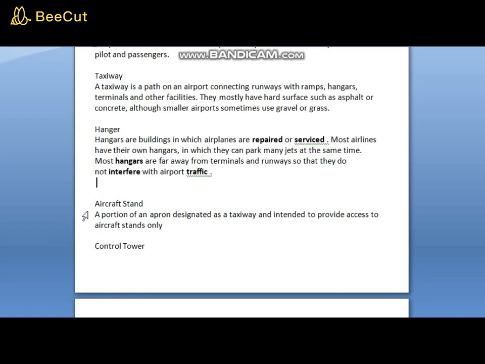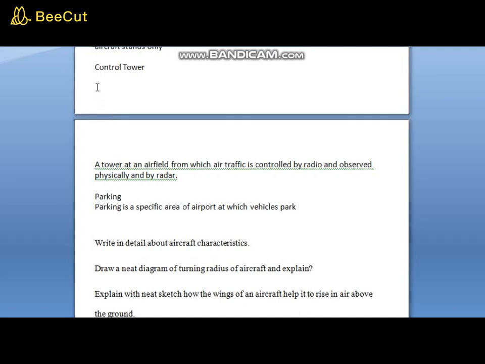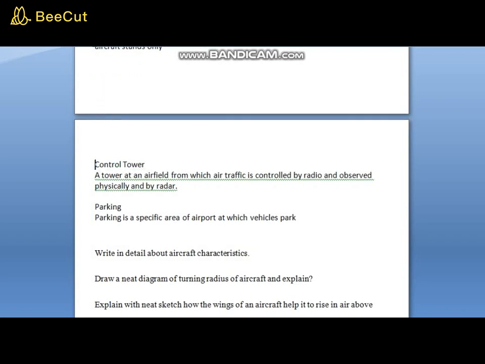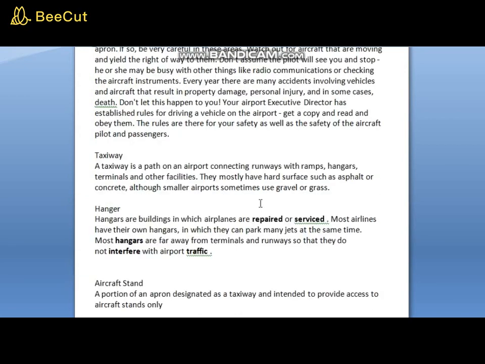The next is the aircraft stand, a portion of an apron designated as a taxiway and intended to provide access to aircraft stands only. That is the aircraft stand. The next we have the control tower, a tower at an airfield from which air traffic is controlled by radio and observed physically and by radar. Parking is a specific area of the airport at which vehicles park. So this was all about airport layout.